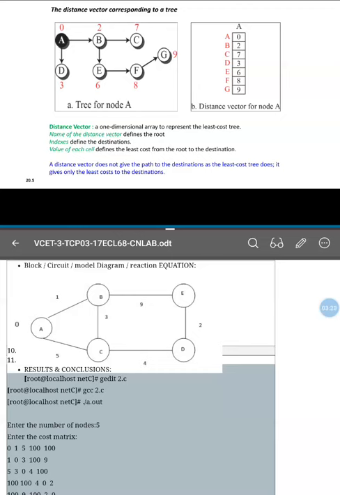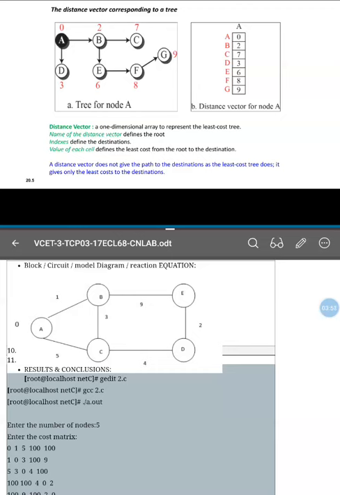This example was considered earlier in theory. If you consider this tree A, B, C, D, E, F, G, this is the corresponding distance vector considering A as a root node. We can have a distance vector considering any of A, B, C, D, E, F, G as a root node. From that root node to each and every node, the distances will be written. That is what the distance vector is.